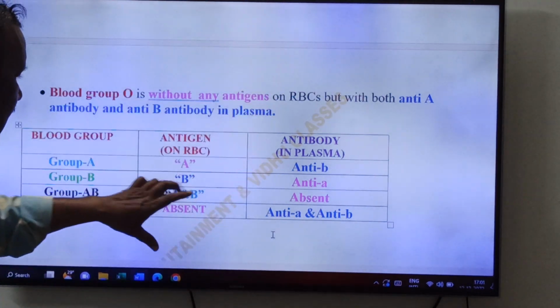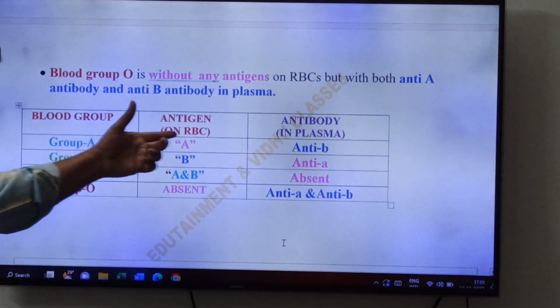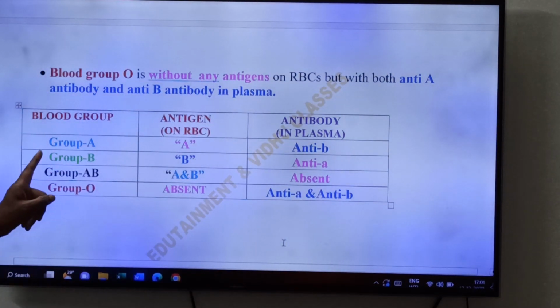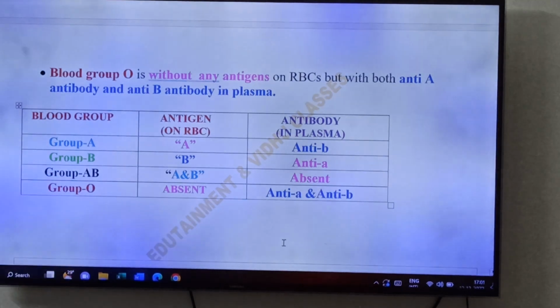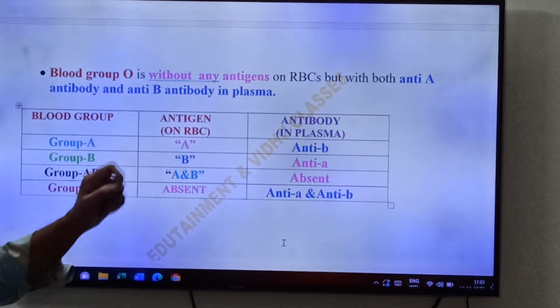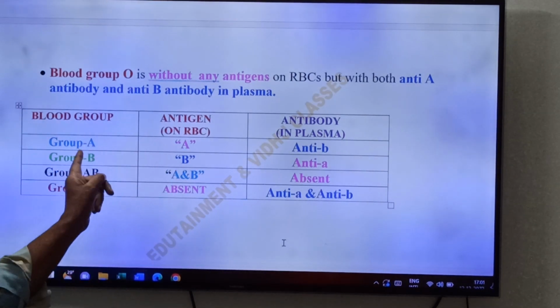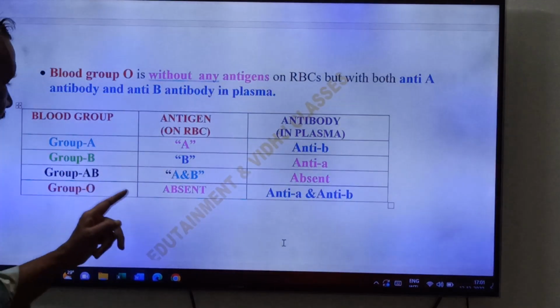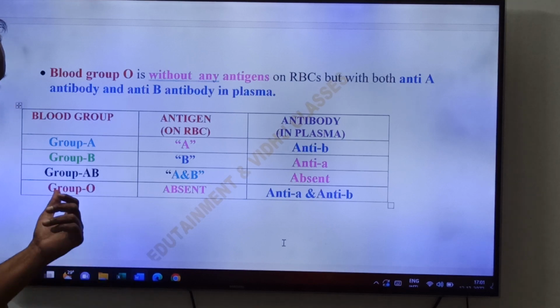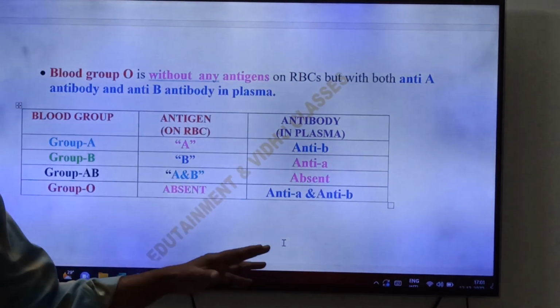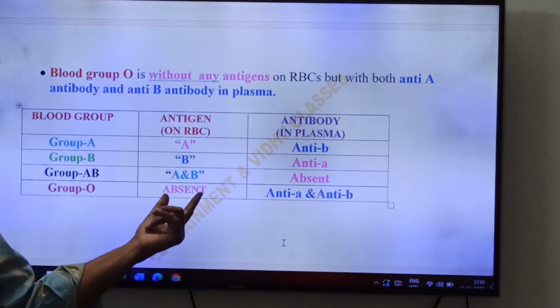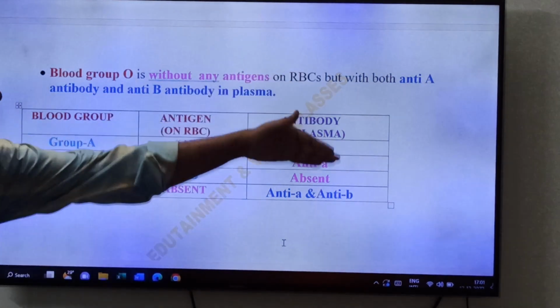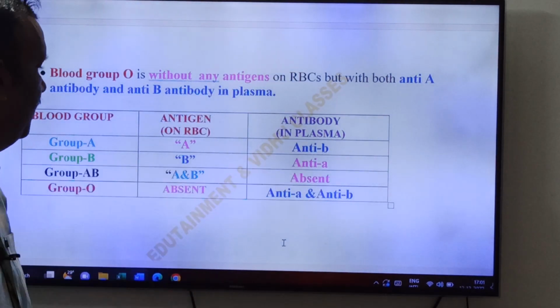See, friends, this whole thing is present in this chart, friends. See, blood groups: group A, group B, group AB, group O. Come here, antigens, friends. Where do we have antigens? On the RBC. Group A has antigen A, group B has antigen B, group AB has antigen A and B. Group O people have no antigens, so that is absent. Come to antibodies, friends. They are present in the plasma.